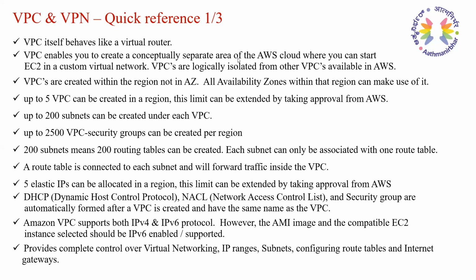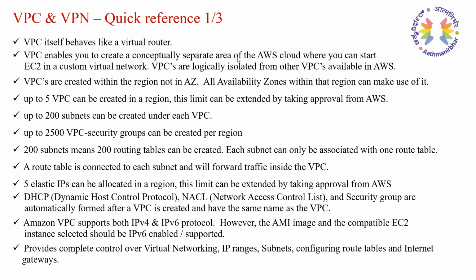So 200 subnets means that 200 routing tables can be created. Each subnet can only be associated with one routing table. That's why we have created one private route table, one public route table, similarly one private subnet and a public subnet. We did not create only one and try to attach 2 subnets or 2 route tables to one. That is not possible. A route table is connected to each subnet and will forward traffic inside the VPC, virtual private cloud. We can create up to 5 elastic IP addresses in a region. That is the maximum limit.